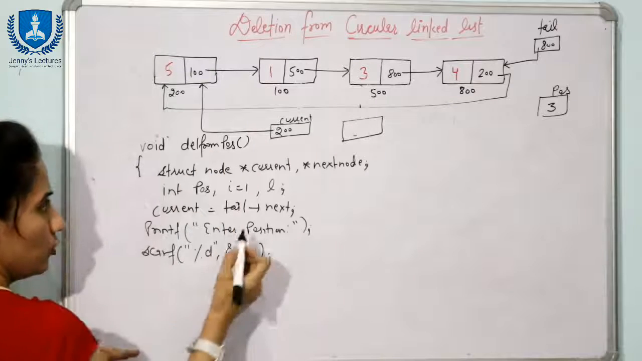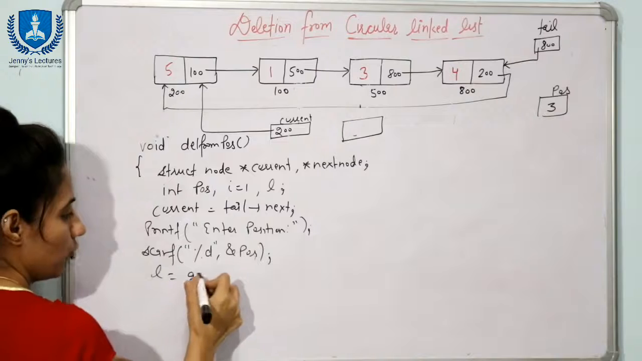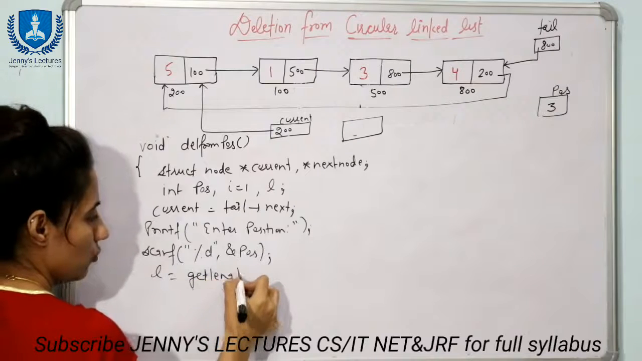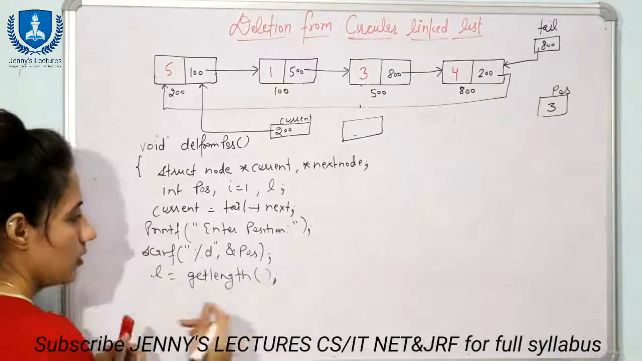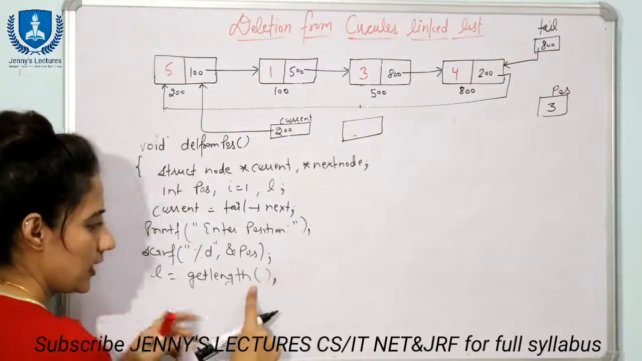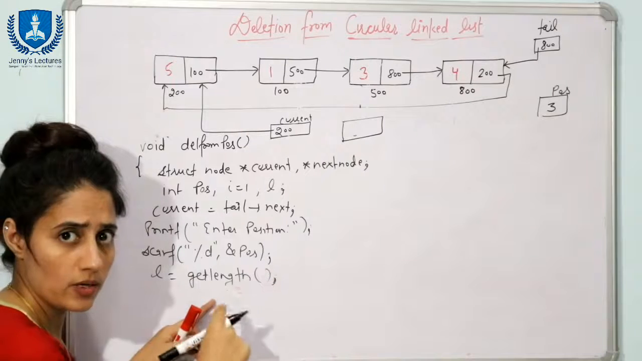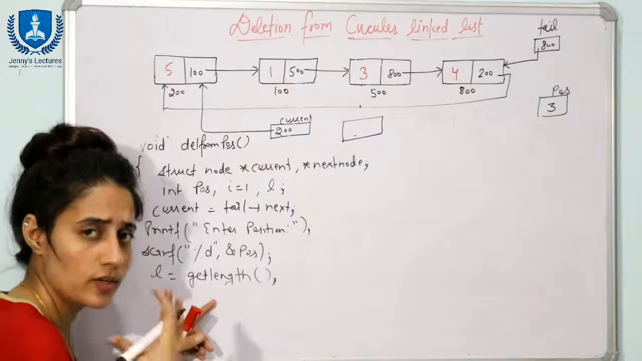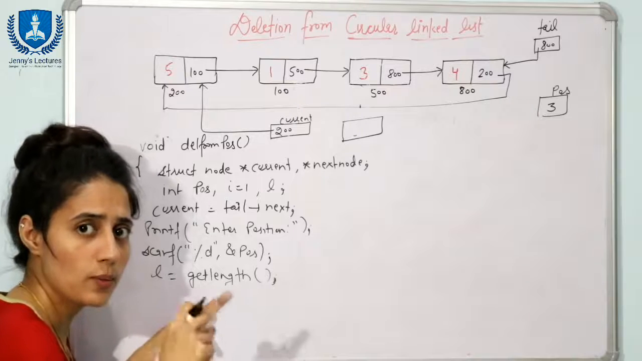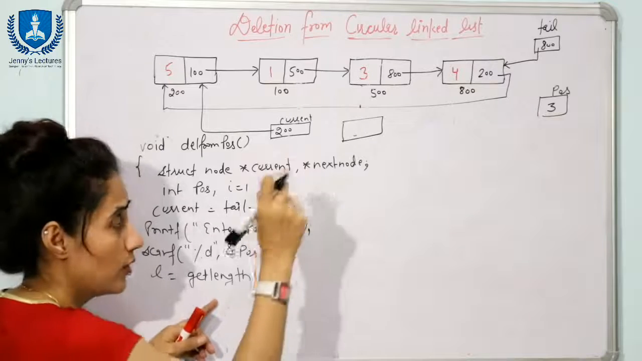So we need to call a function, and in L I am going to store the value that getLength will return, and we will write down the code for this getLength function also. I guess you can easily write the code for this; we have already discussed it when we were discussing the implementation of singly linked list. You can check out that video here.